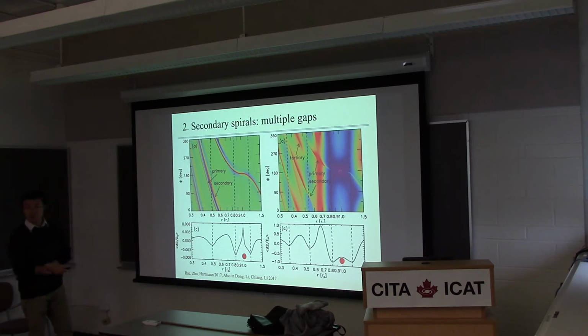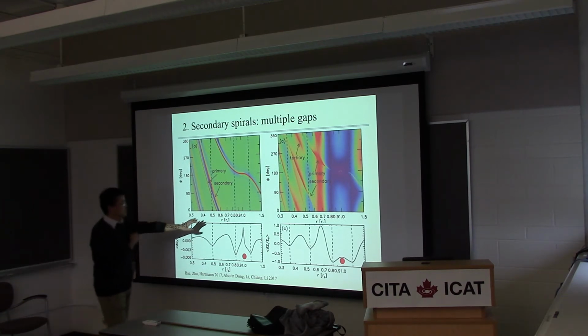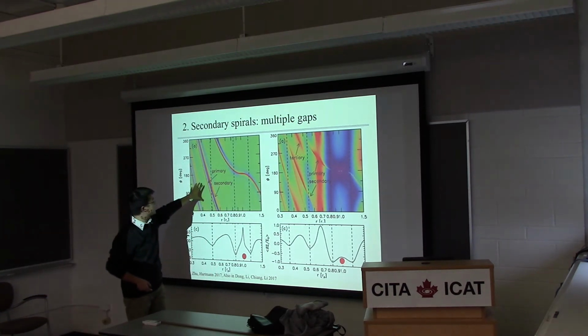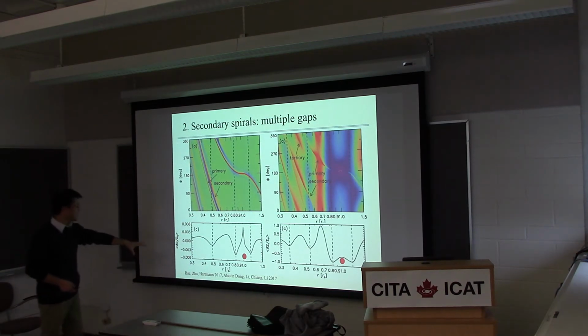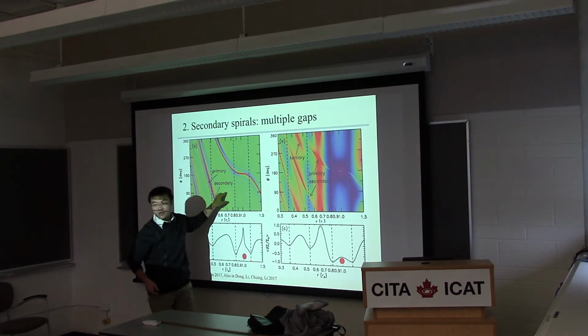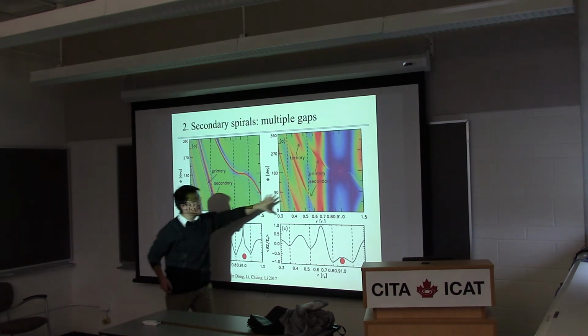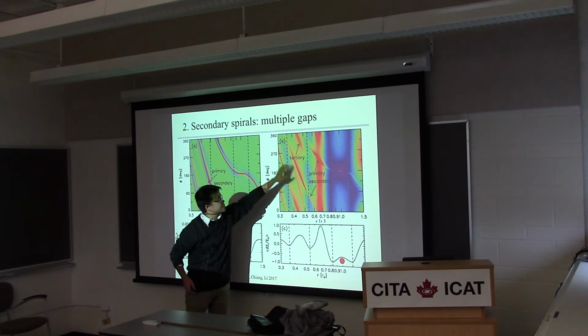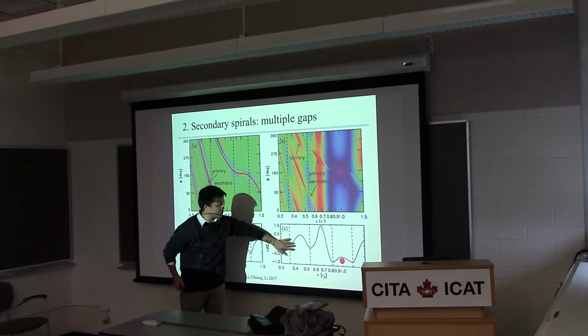What's the difference between the left and right? This is different, sorry, this is a different planet mass. This is a lower planet mass. I didn't label the planet mass, I should. This is the lower planet mass, and this will be higher, like a factor of 3 higher than this one. So when the planet mass increases, you have more waves generated in the disk, which can open more gaps.